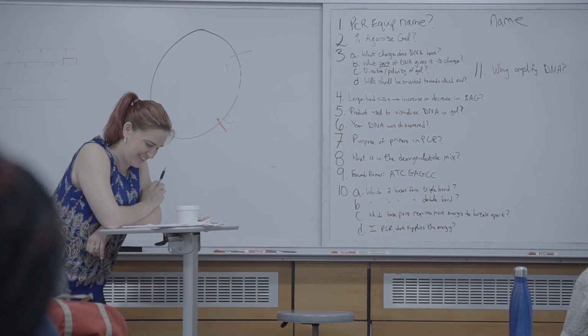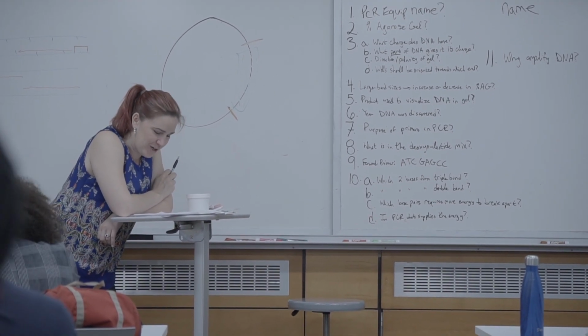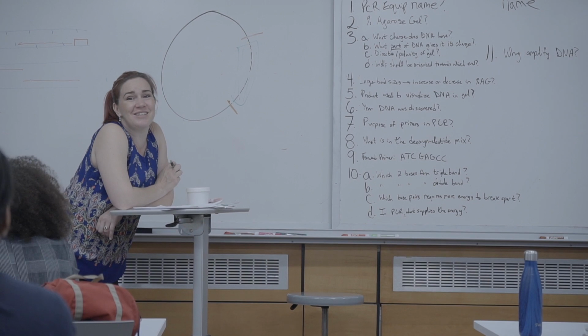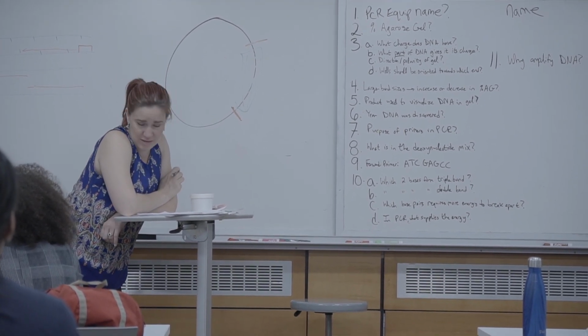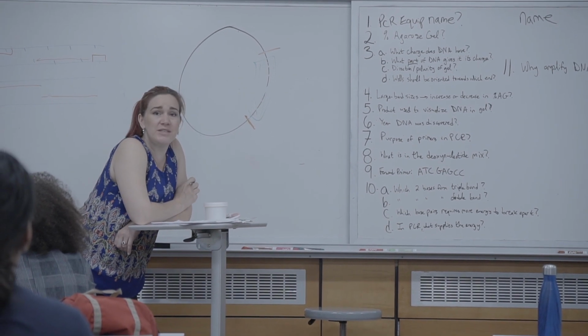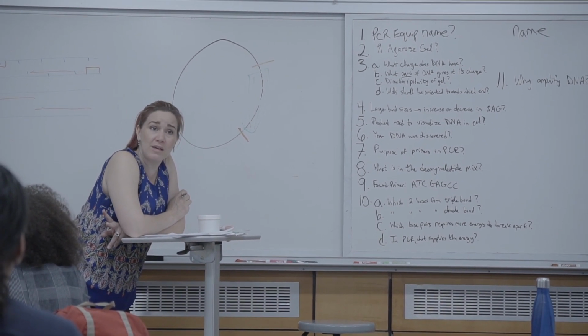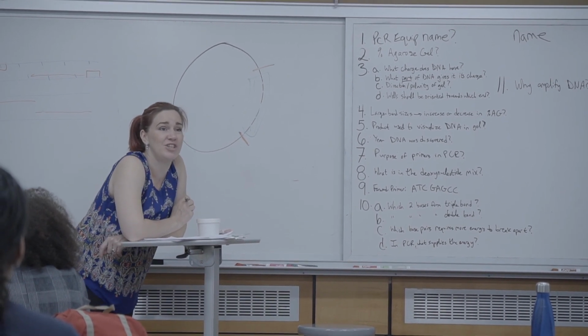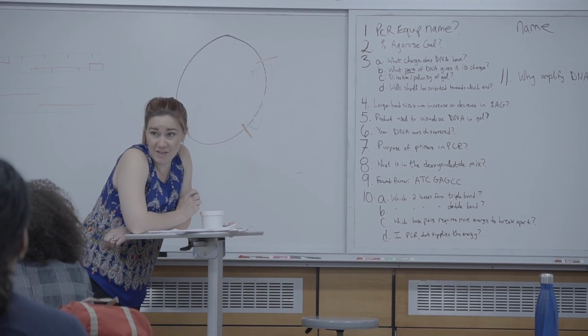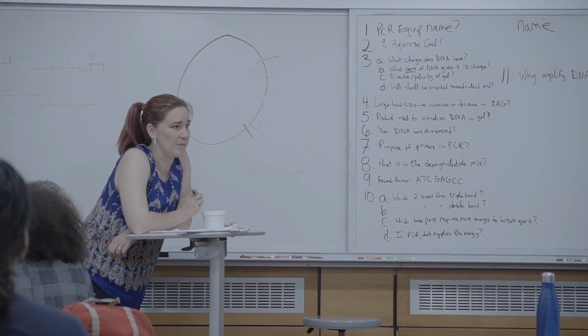C. Excellent. Number 10. Which two bases form the triple bond? G and C, right. And which forms the double bond? Great. So which pair takes more energy to break? G and C. Great. And in the PCR reaction, what supplies that energy? Heat. Yeah, exactly. Heat.